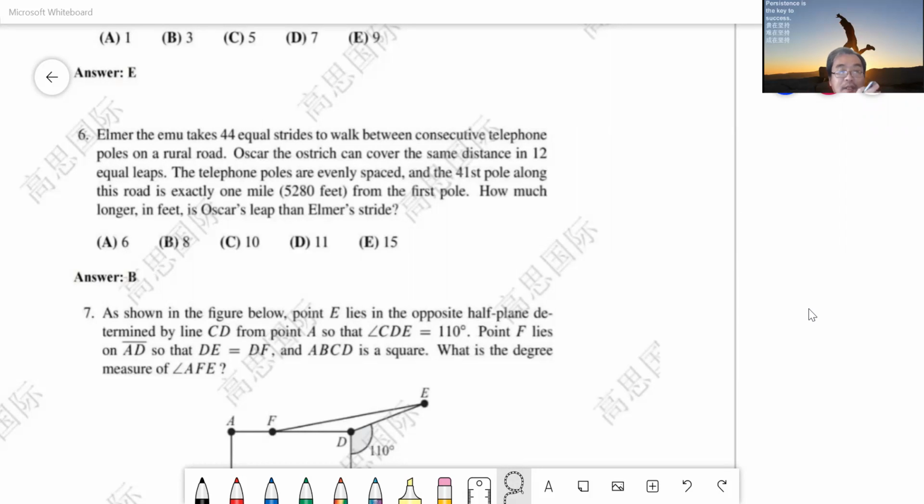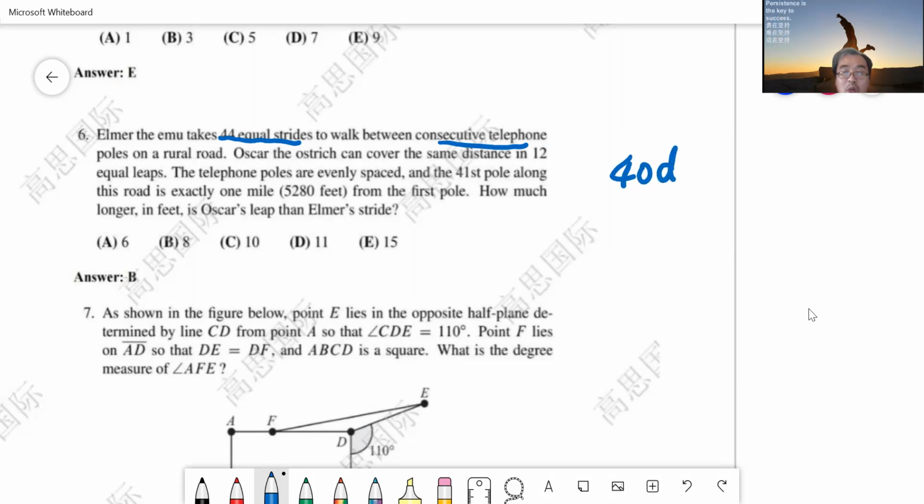Okay, so this asks us how much longer in feet the ostrich leap is than Elmer's stride. So this is kind of called a pace length, right? Okay, so we can find out how much they cover in the same distance. This is the distance between consecutive telephone poles. So we're gonna use the information here. So from the first one to the 41st one, there is a total distance. If we think about the distance between two consecutive poles as d, right? So from the first to the 41st, actually there are going to be 40 of the distance.